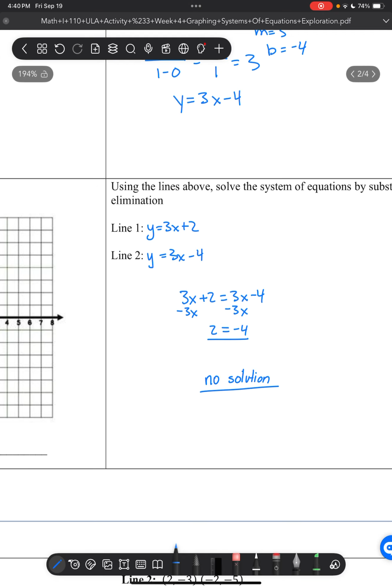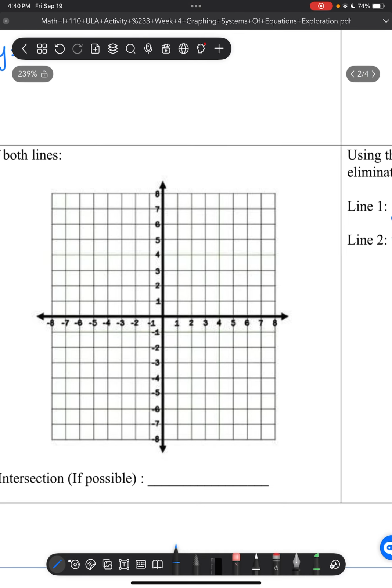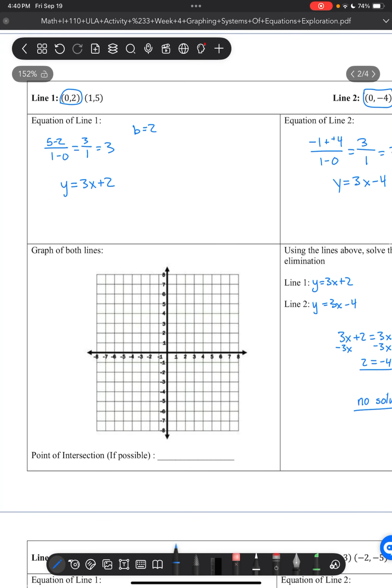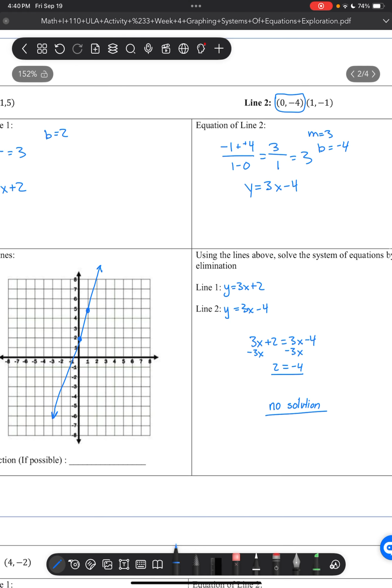Now, let's check if that is correct. Let's see why maybe it could be no solution. So we're going to graph our lines, right? We have our intercept, 0, 2, and we have 1, 5. Okay, we have a positive slope, so we're good to connect these here. And if the lines are not straight, it's okay. Then line 2: we have 0, negative 4, and 1, negative 1. Oh, sorry, 0, negative 4.